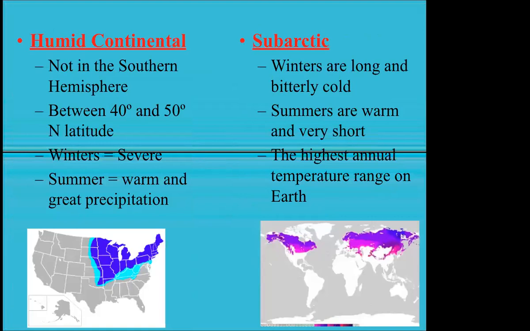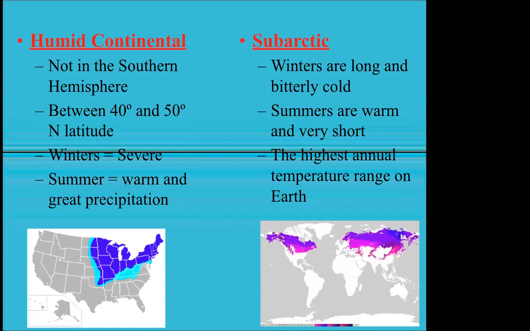So in the humid continental, okay, this is not in the southern hemisphere. So this is between 40 and 50 degrees north latitude. The winters are very severe. The summers are warm and have great precipitation. Okay, so everybody following here. Next is the subarctic. Okay, winters are long and they are bitterly cold. Because when we think Arctic, you got to think really cold. The summers are warm, but they're very short. And the highest annual temperature range on Earth is found here.